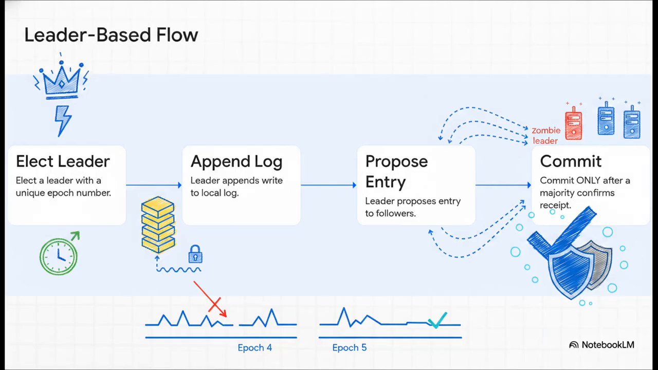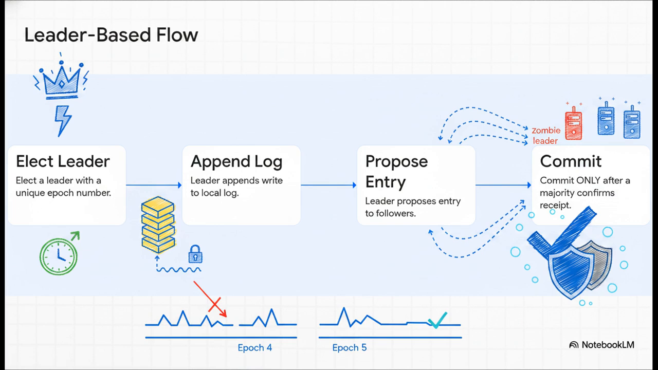Let's walk through the actual sequence of steps here, looking at algorithms like Raft or Paxos. Step 1. You elect a leader and give it a unique epoch number. Now, this epoch number is literally a lifesaver. It's a built-in safety net that instantly overrules any old zombie leaders. If an old leader wakes up from a long pause and tries to issue commands stamped with, say, Epoch 4, but the rest of the cluster has already moved on to Epoch 5, the nodes just reject the zombie, period.